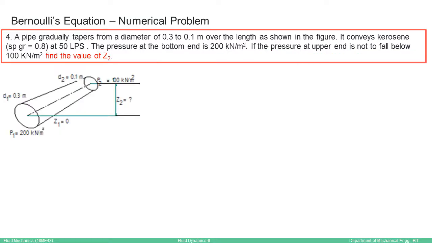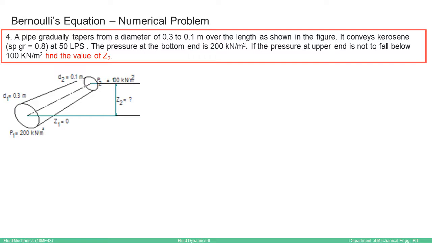A pipe gradually tapers from a diameter of 0.3 to 0.1 meter over the length as shown in the figure. It conveys kerosene of specific gravity 0.8 at 50 liters per second. The pressure at the bottom end is 200 kilonewton per meter squared. If the pressure at the upper end is not to fall below 100 kilonewton per meter squared, find the value of Z.